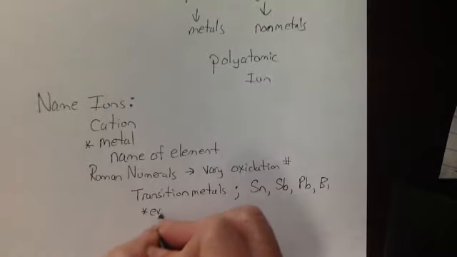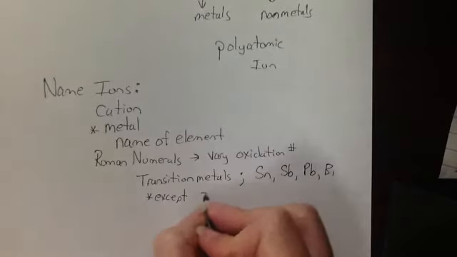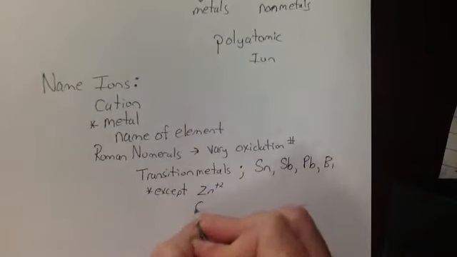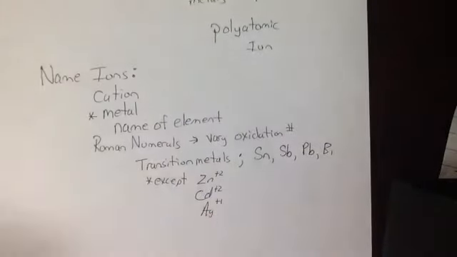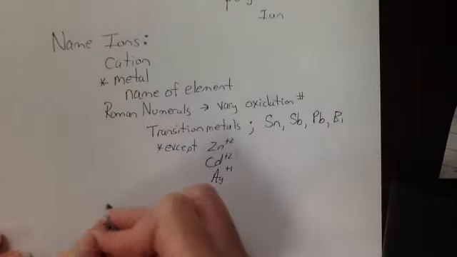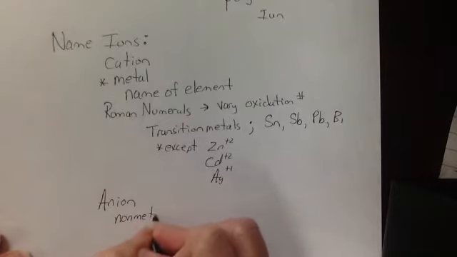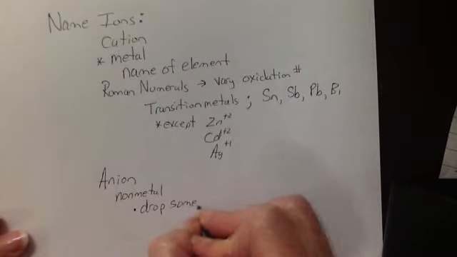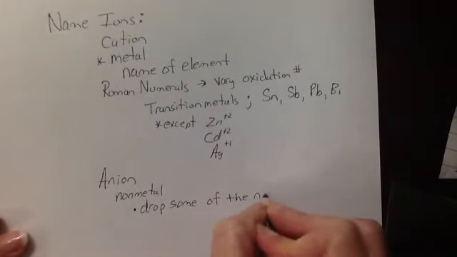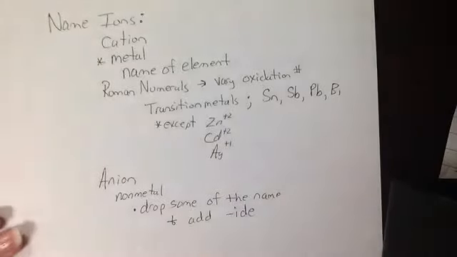There is an exception. Transition metals that do not require Roman numerals are zinc, which always has a +2 charge, cadmium, which always has a +2 charge, and silver, which always has a +1 charge. So you would not use Roman numerals with them. Okay. And an anion tends to be your nonmetals. The way that you name them is you drop some of the name and you add the ending IDE to it.